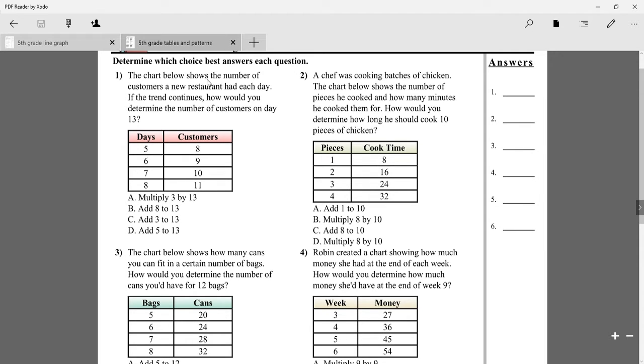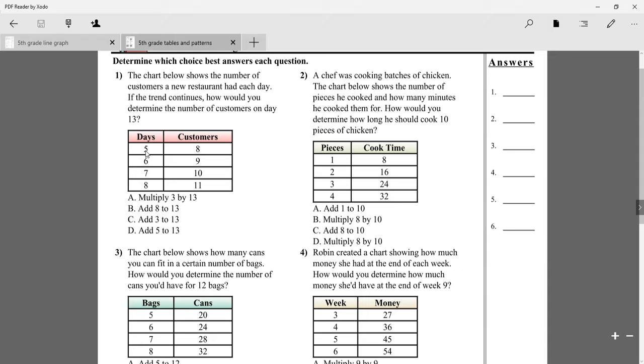The chart below shows the number of customers a new restaurant had each day. If the trend continues, and this is a very important part of these problems, which basically means if the pattern that it's showing continues, how would you determine the number of customers on day 13? So let's look at the pattern.